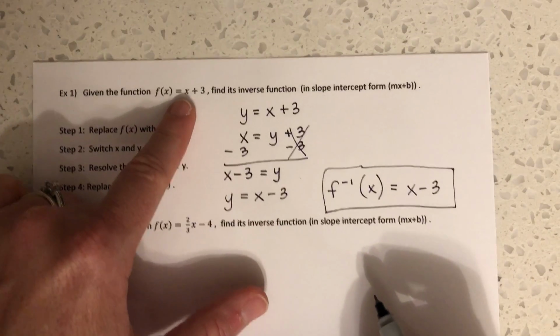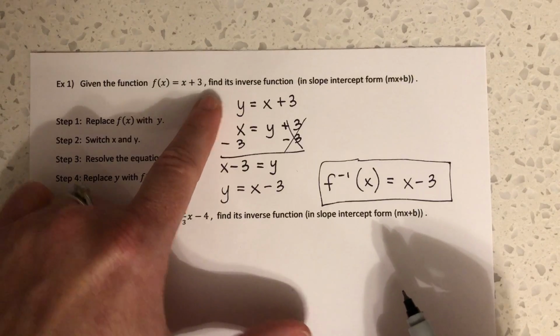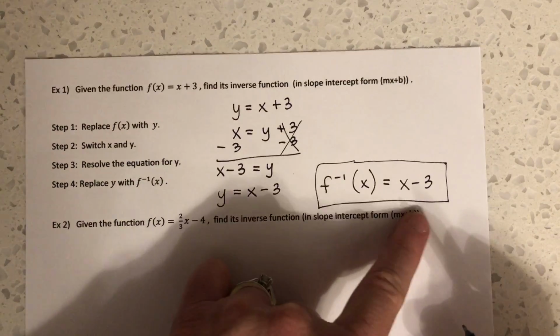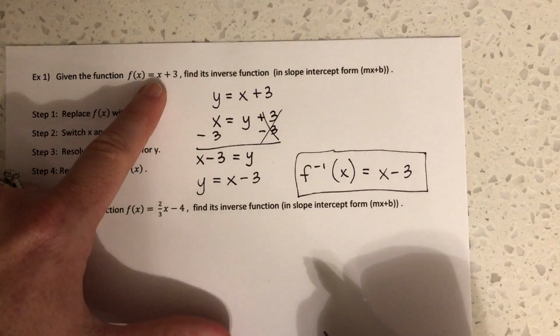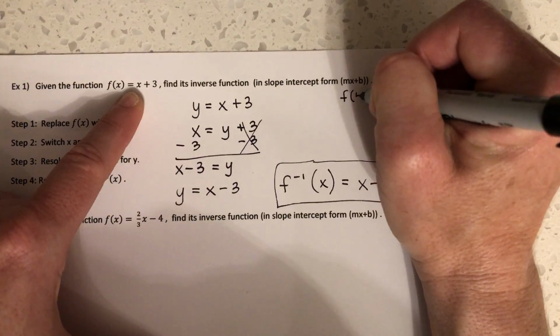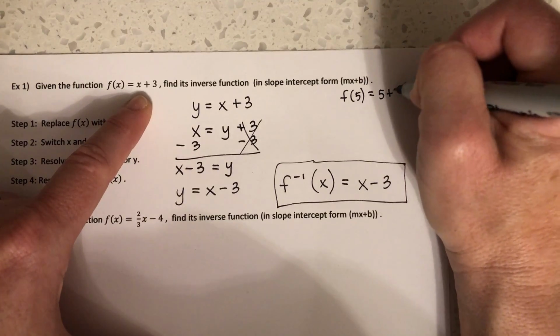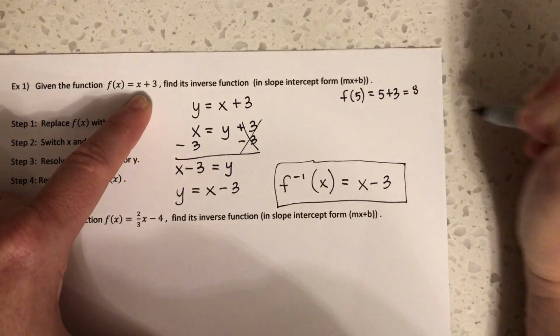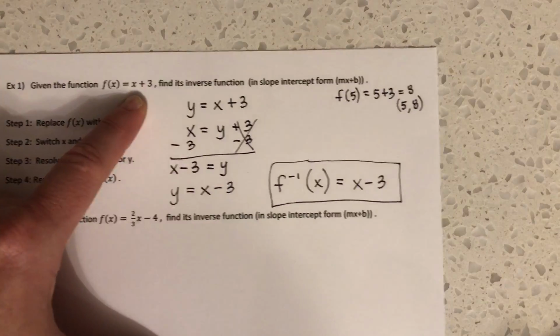Whatever you plug into this function and whatever you get out, if you plug that output into the inverse, it'll undo it and get you right back to your original input. Watch, let's say you plugged in 5. If you found f of 5, right? 5 goes in, we add 3 to it, and 8 comes out. So that's the ordered pair 5, 8, right? That's how the original function works.